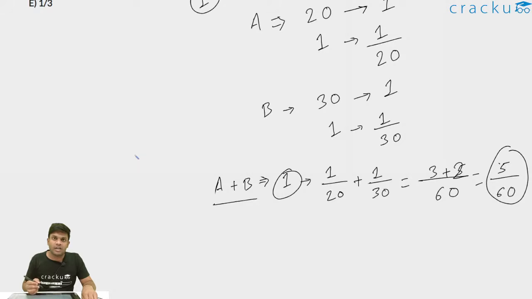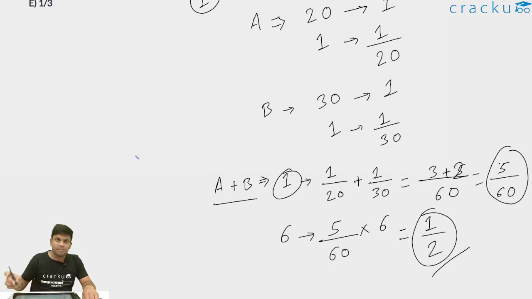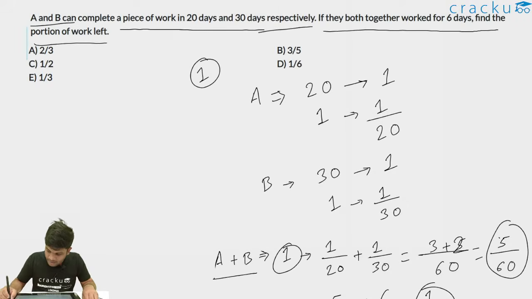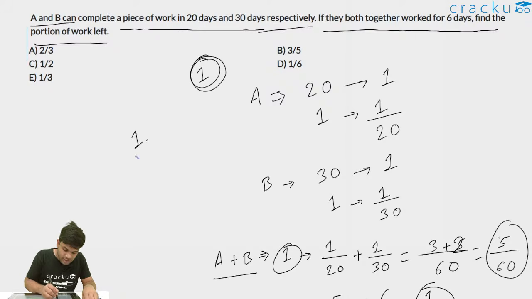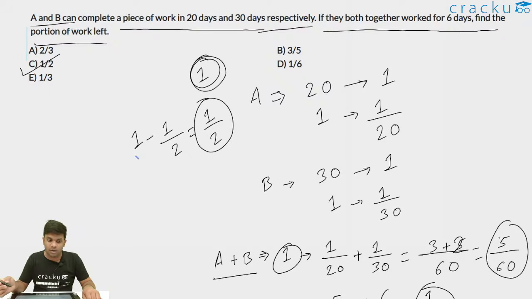And we have been told that they work together for 6 days. So in 6 days, the total amount of work done by them will be 5 by 60 into 6, which will be equal to 1 by 2. So in 6 days, they did 1 by 2 amount of work. But the total amount of work was 1. So the amount of work left is 1 minus 1 by 2, which is equal to 1 by 2. So our answer is option number C, which is 1 by 2.